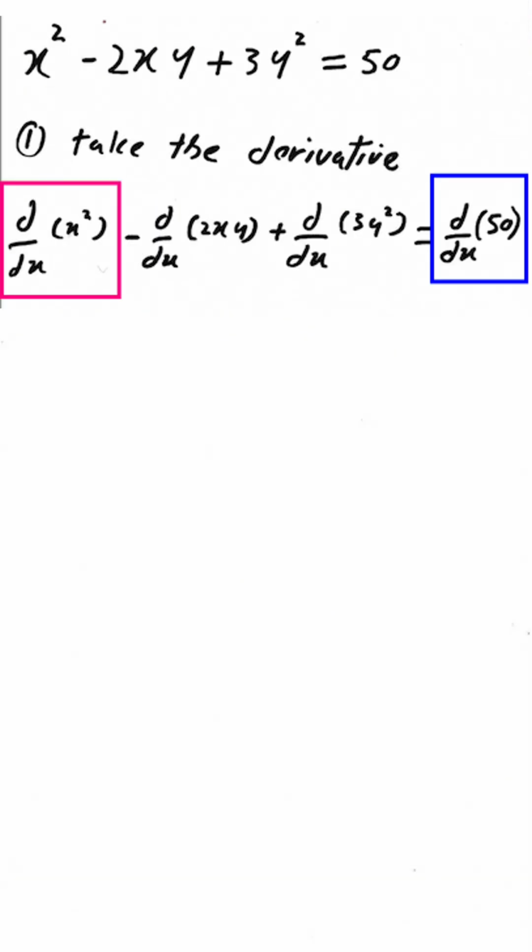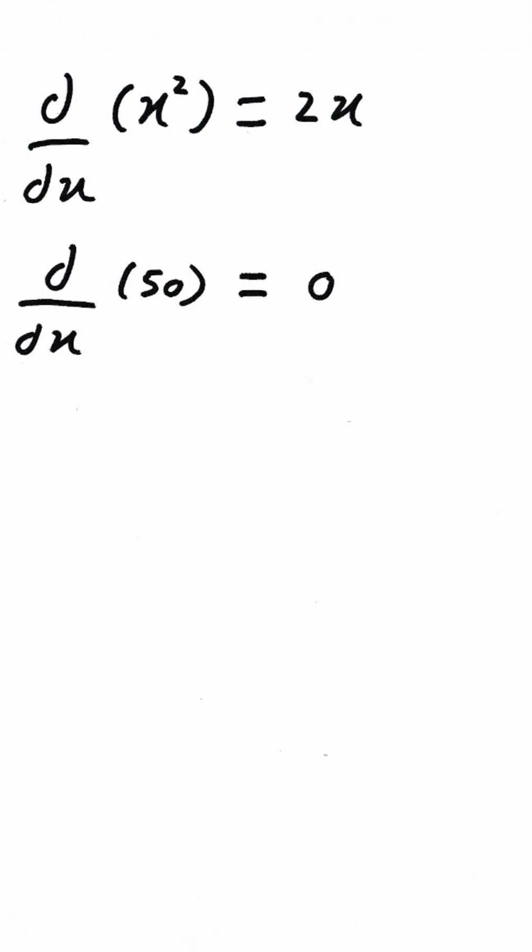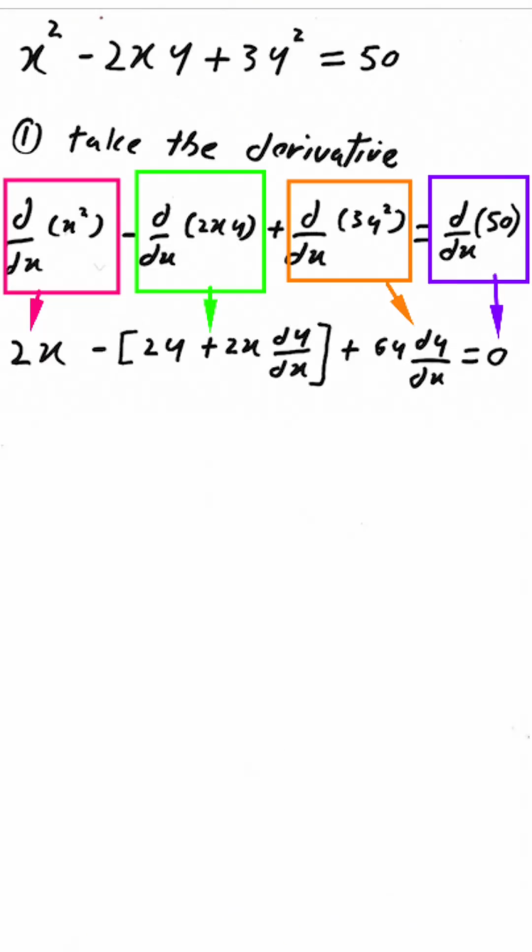Now, let's look at the other two terms in the equation, x squared and 50. The derivatives of these are very simple, 2x and 0. Now, let's plug it all in. Back to our original equation, d/dx of x squared minus d/dx of 2xy plus d/dx of 3y squared equals d/dx of 50.